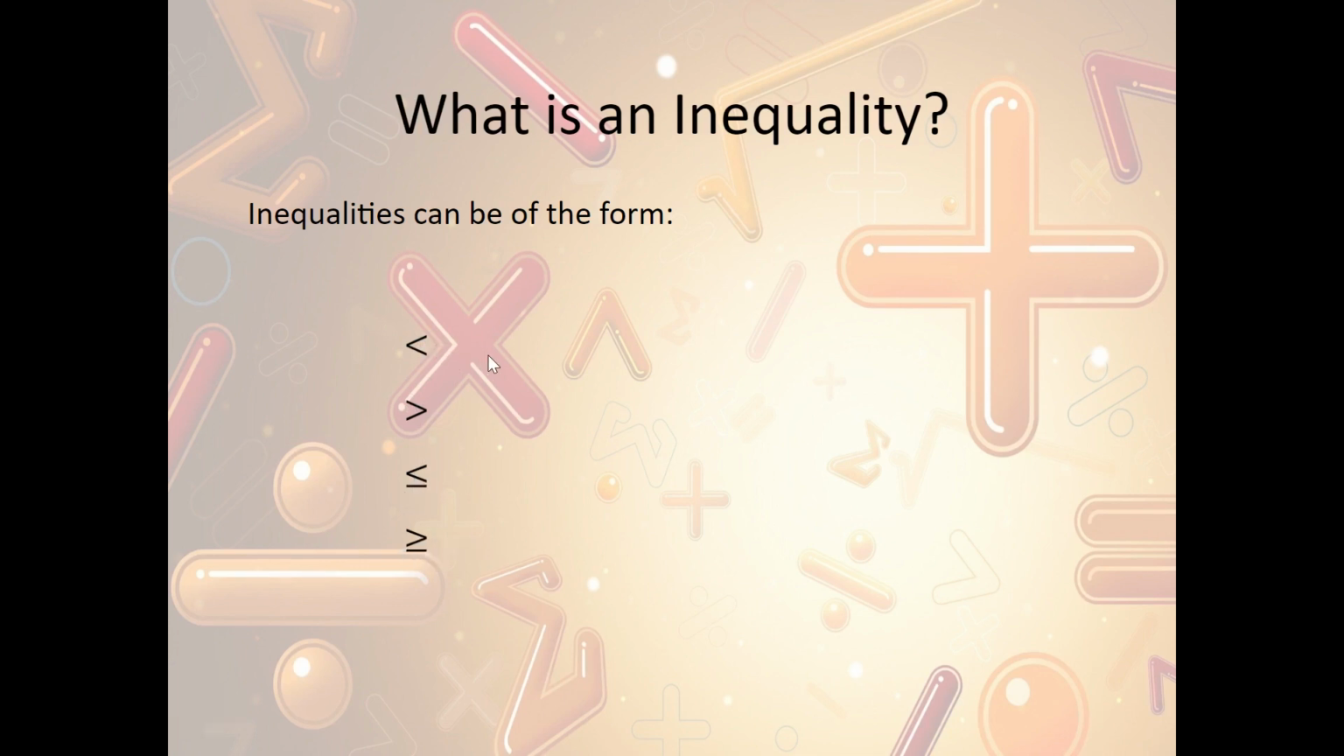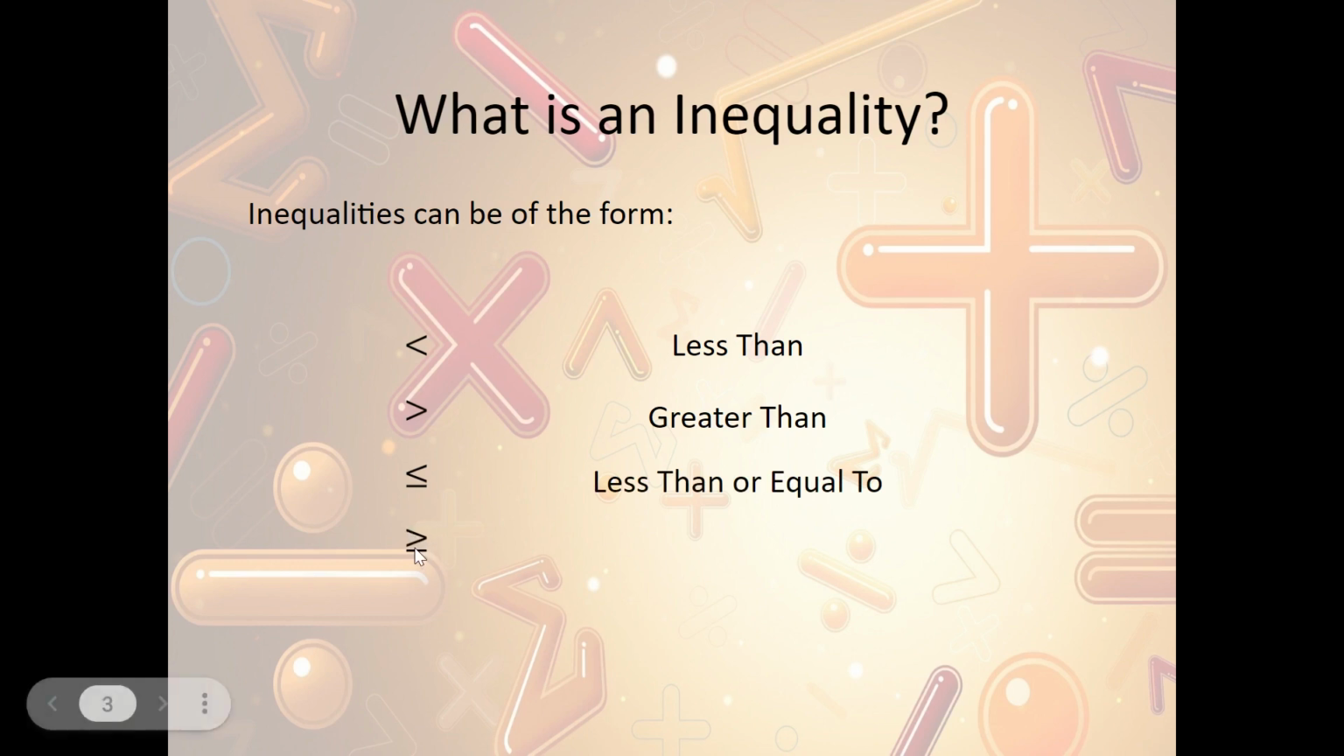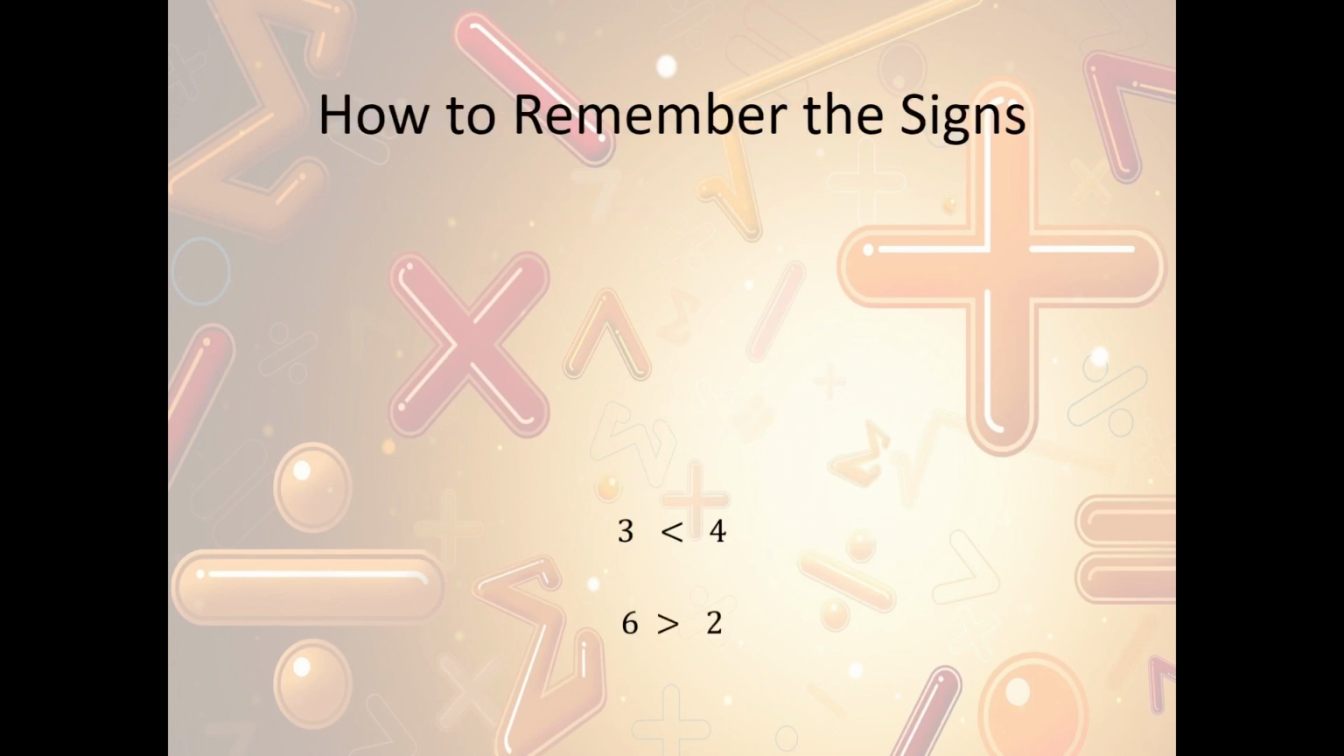And what do these mean? Well, this first symbol means less than. This one then means greater than. This one means less than again, right? Because that's this arrow. And the bar means or equal to. So this is less than or equal to. And this one, this arrow here, meant greater than, and the bar means or equal to, so it's greater than or equal to. So those are the different inequalities.